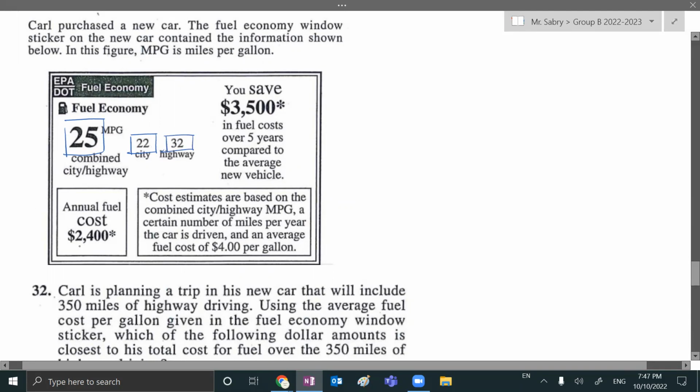Annual costs, it's $2,400. Cost estimates are based on the combined city and highway, a certain number of miles per year the car is driven, and an average fuel cost of $4 per gallon. So they assume that this 2,400 is based on the average combined city and highway at the same time. They say you save $3,500 in fuel costs over 5 years compared to the average new vehicle.